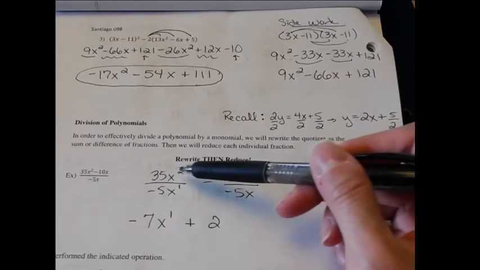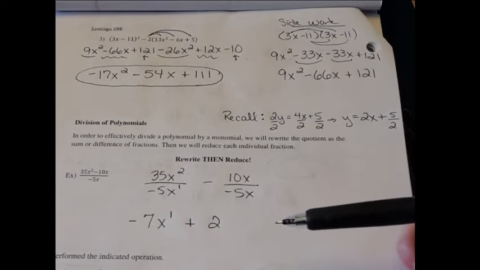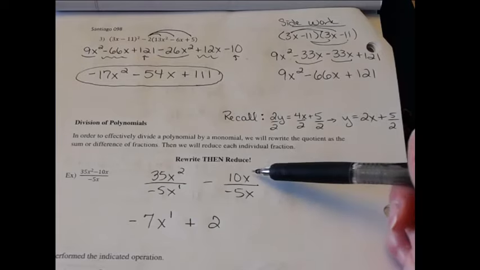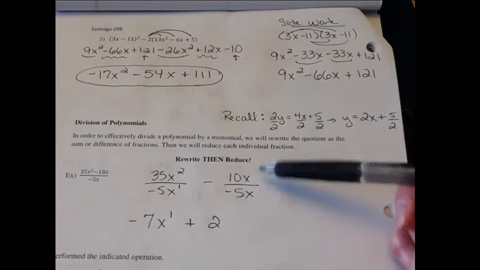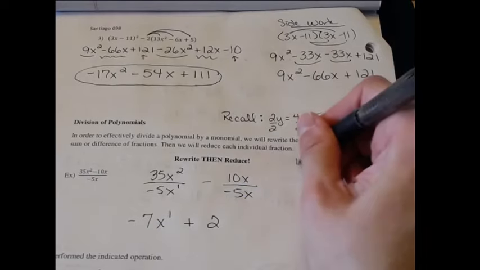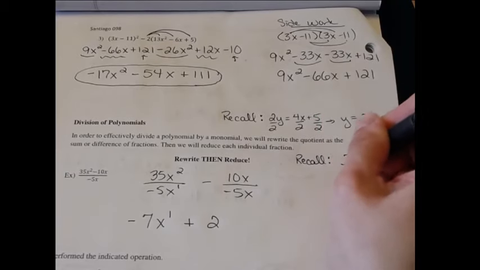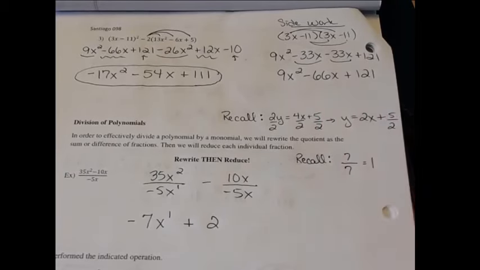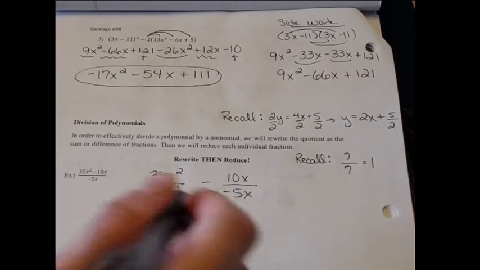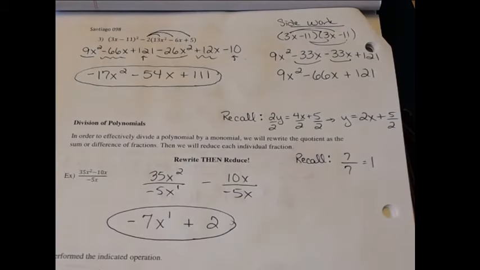In our first term, when we had x squared over x, sure, that left us with one of them. But here, because it was x to the first over x to the first, those cancel each other out. Much like it would if you had something like 7 divided by 7. Wouldn't 7 divided by 7 just be a 1? Okay. Once we've reduced each term, we're done. That's all we have to do. We just have to simplify.